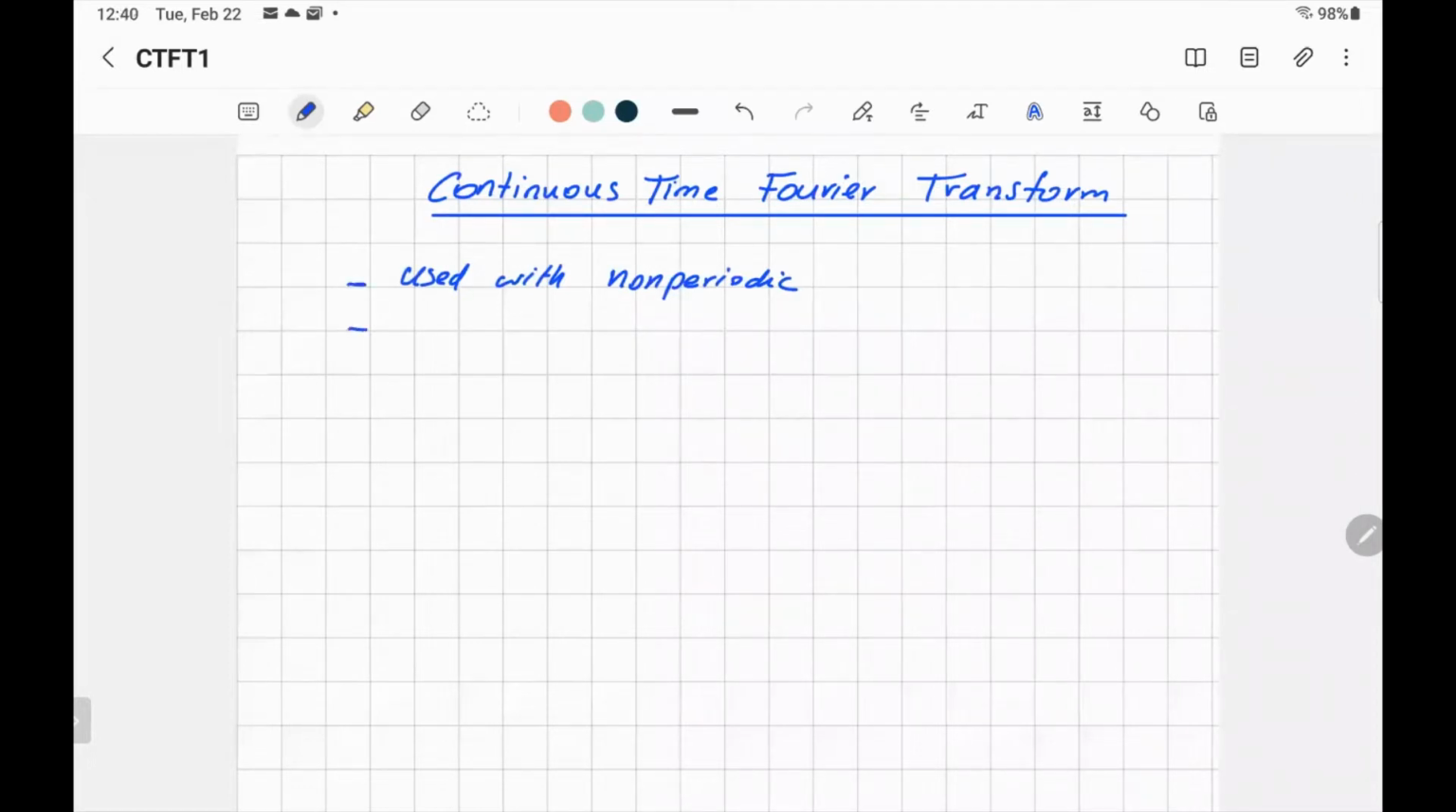What is the objective? To find the spectra of a signal, or you can say to make frequency analysis.